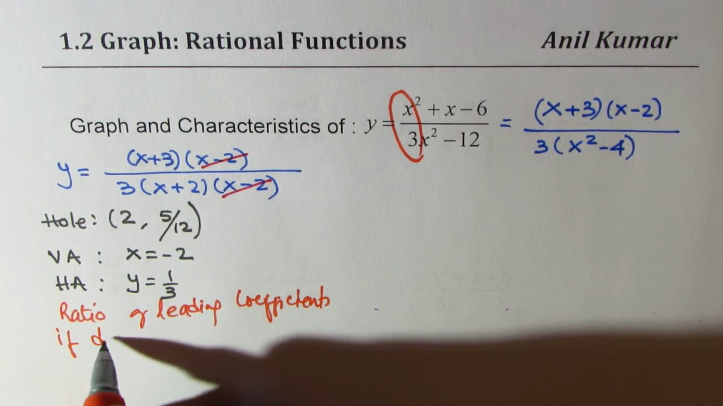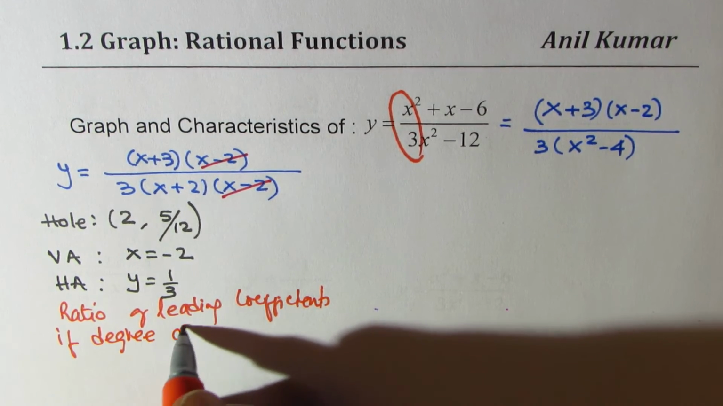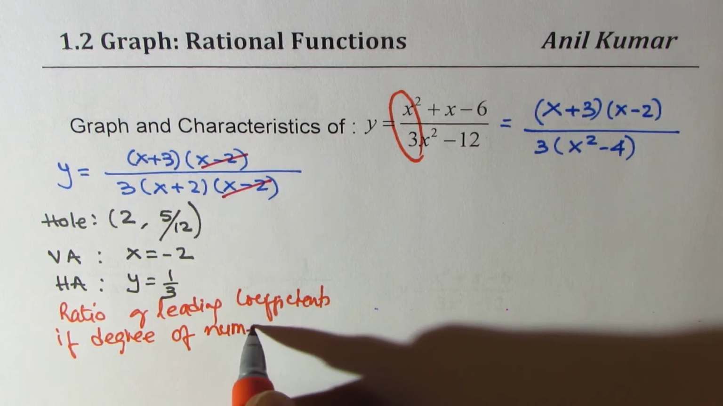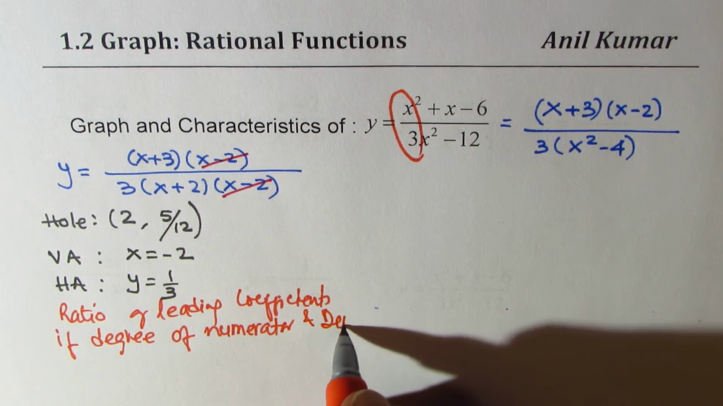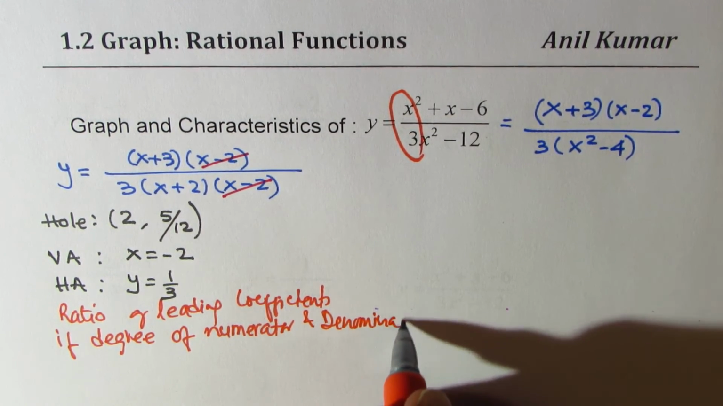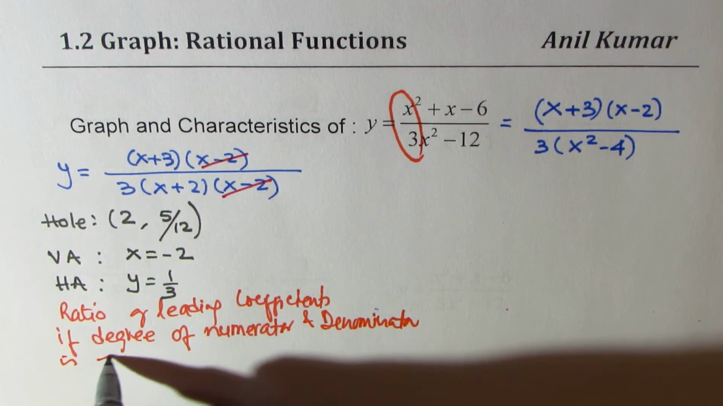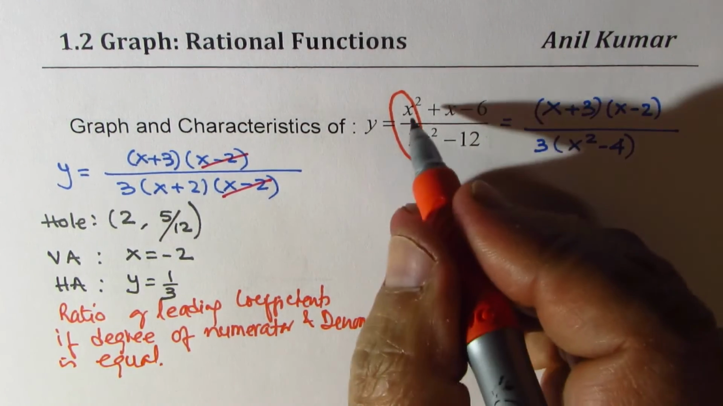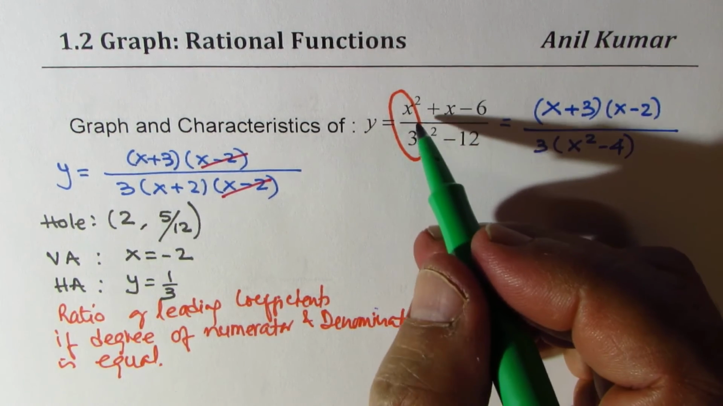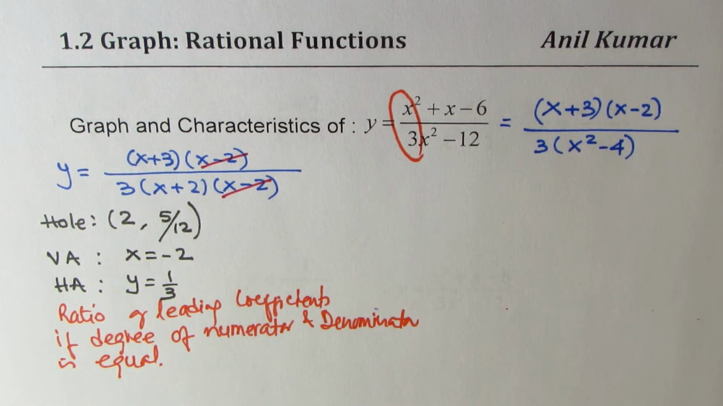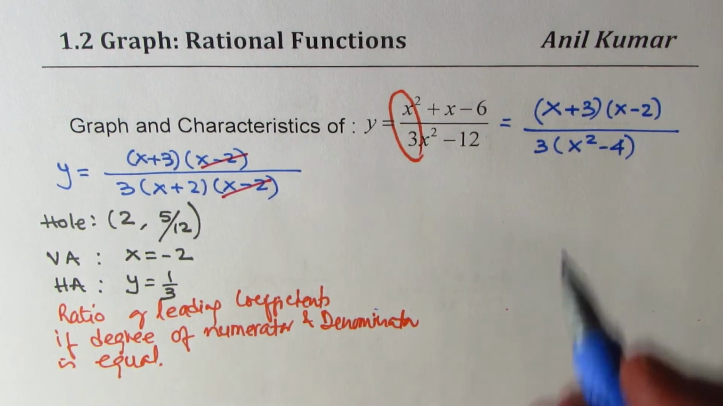If the degree of numerator and denominator is equal, it is 2 here for both numerator and denominator. So it is, as you can see, 1 over 3. Correct? So with that, let's make a rough sketch.